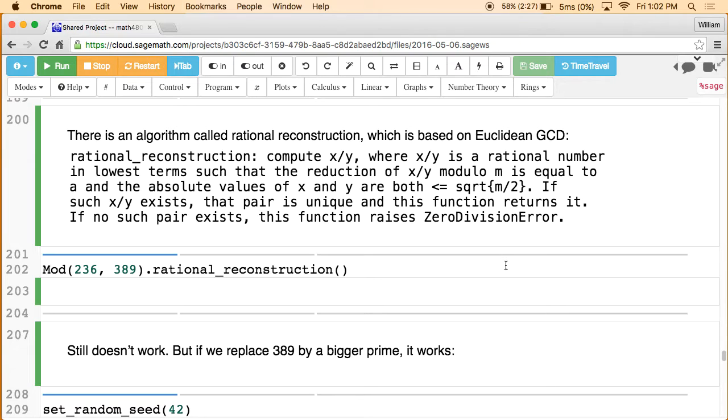So the idea, again, is you take your original matrix, you reduce it mod maybe 20 different primes, all fairly small. You compute the reduced row echelon form modulo all of those primes. Then you use the Chinese remainder theorem to combine together all of those echelon forms into one big matrix, and then you use this rational reconstruction function, which is based on the Euclidean GCD, to find the unique matrix of rational numbers that reduces to the matrix that you found using the Chinese remainder theorem.